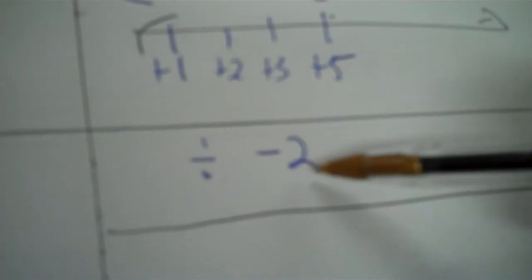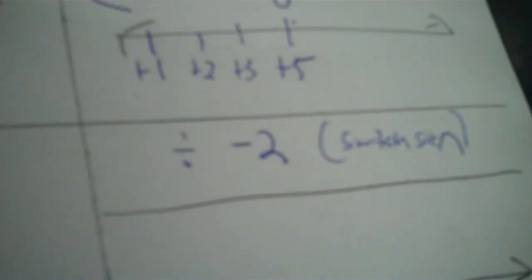Negative 2 times x is less than negative 12. So you see the symbol that we're given. Now it's negative 2 times x, and we have to divide by negative 2. Now we're dividing by a negative, so we have to switch the sign. You keep the sign if you're dividing by a positive. So I divide by negative 2, and switch that sign around.